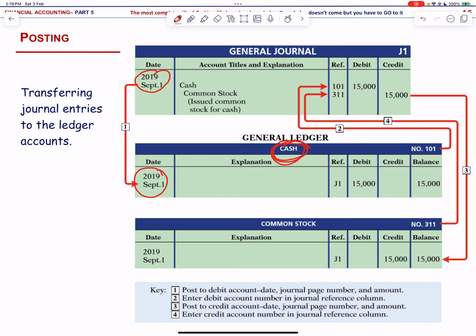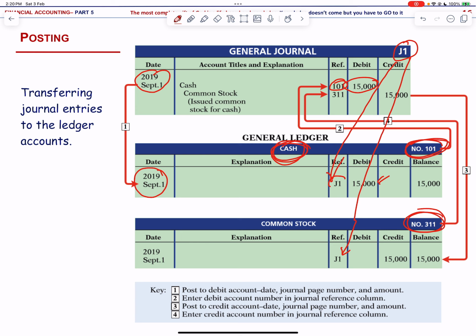Now for cash, you can see the number allocated, the code is 101, and that is going to be for journal number 1. You can see over here. Now cash is debit, so we put the amount in the debit column, and then we have the common stock. The common stock has a code of 311. Same is the case, you can see 101 for cash, and this is coming from journal number 1, so that's why we have J1.